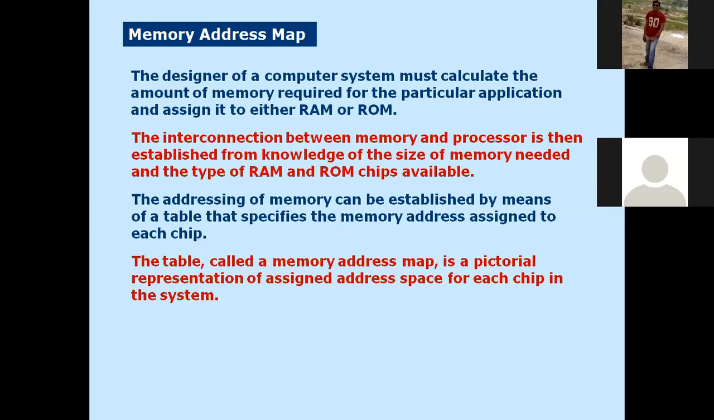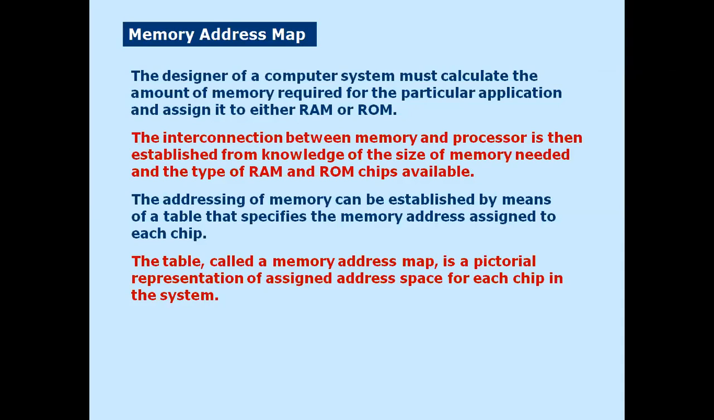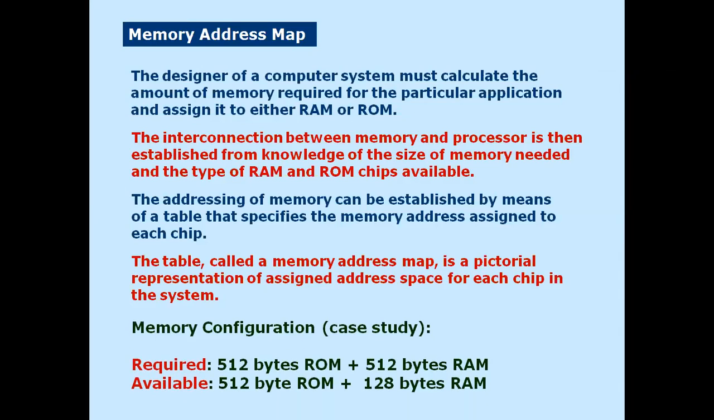Okay, the interconnection between the memory and the processor is then established from the basic knowledge which we have acquired from the RAM and ROM chips. So I am calling it a memory address map. Why? Because it is used for representing the memory and the processor link. So down here you can see one case study.